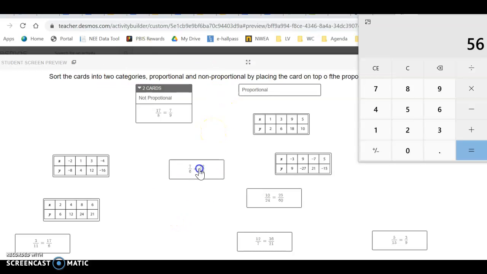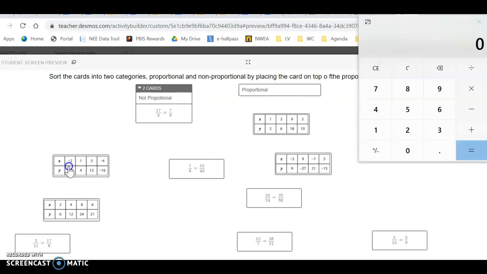So again, you do 7 times 48, so I cross multiply. I get 336. So that means I need to multiply 6 times 52. If you get the same thing, it is proportional. If you do not, it is not proportional.